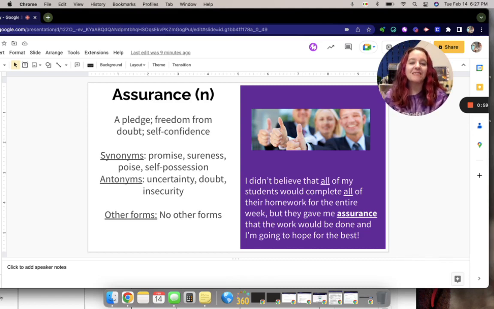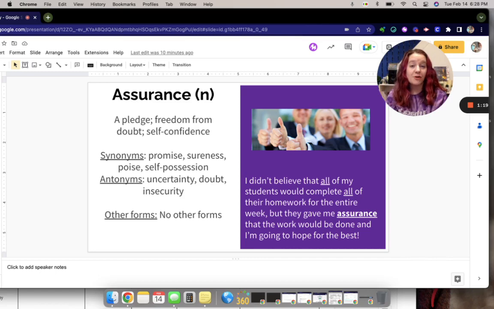And then my sentence: I didn't believe that all of my students would complete all of their homework for the entire week, but they gave me assurance that the work would be done, and I'm going to hope for the best. So notice I used it as a thing. They gave me something. What they gave me was assurance. It was a pledge. It was freedom from my own doubt that they wouldn't do their work.